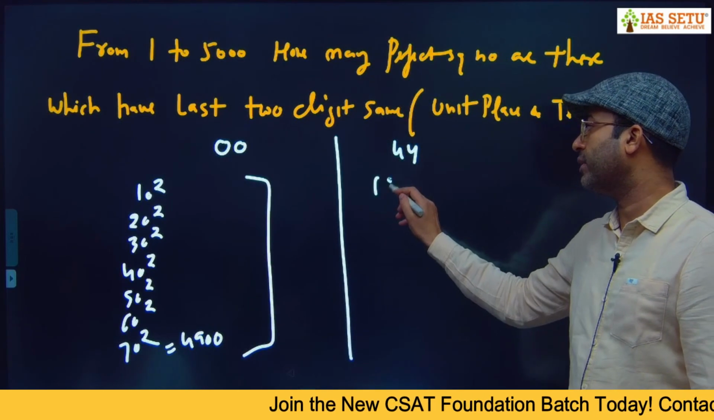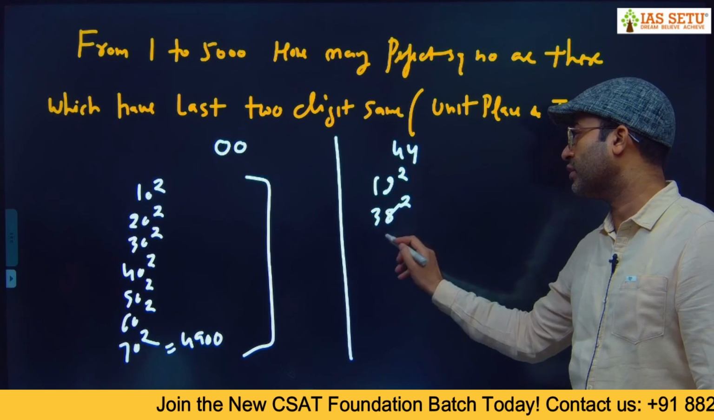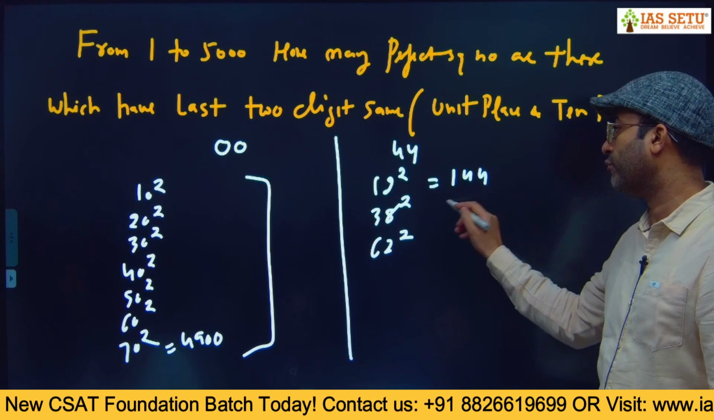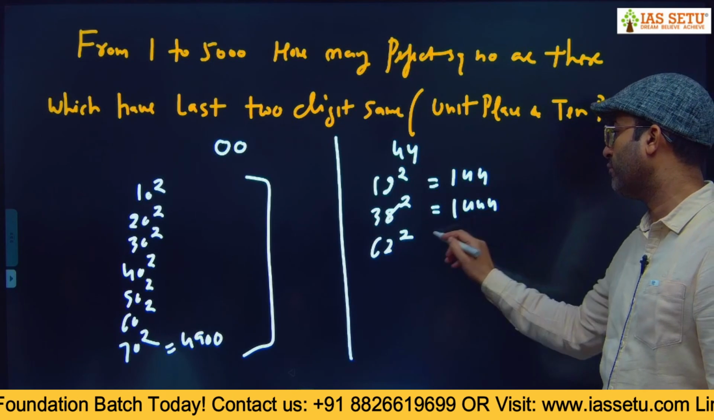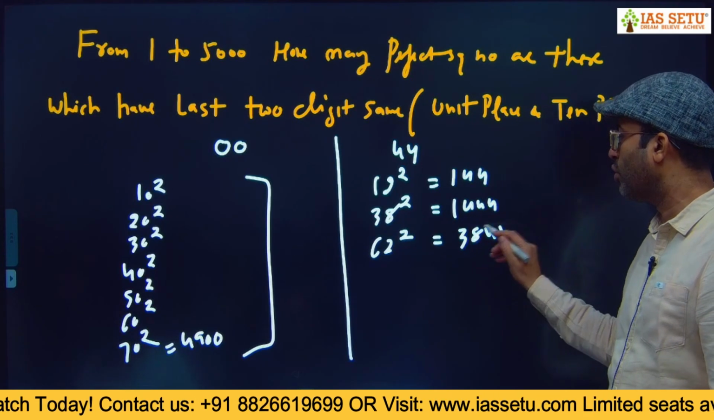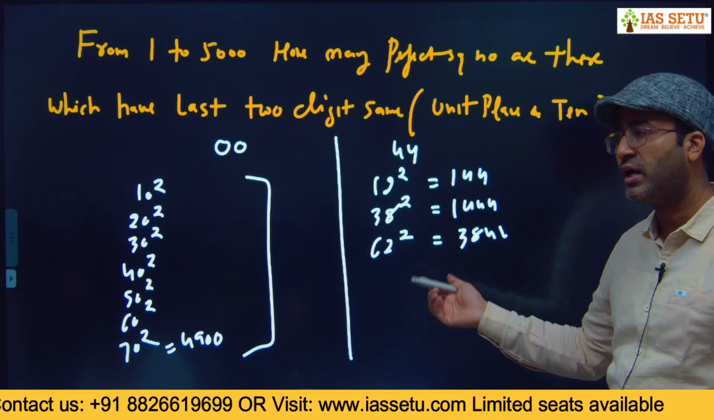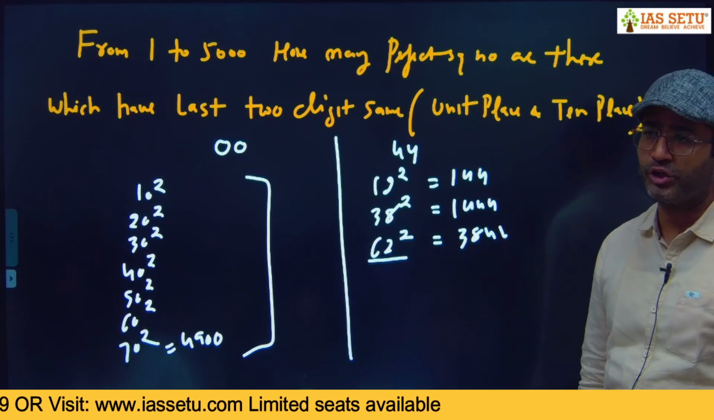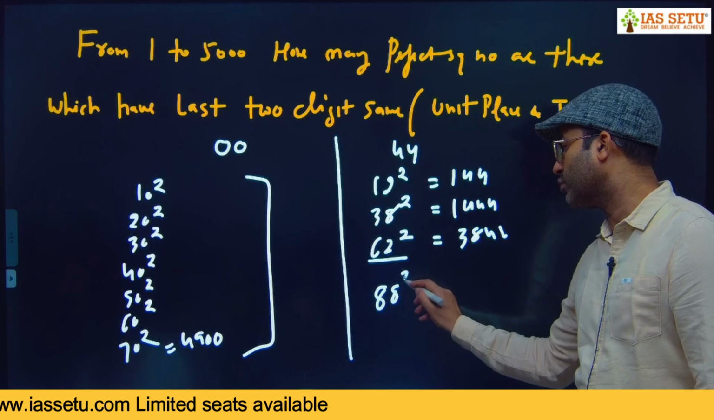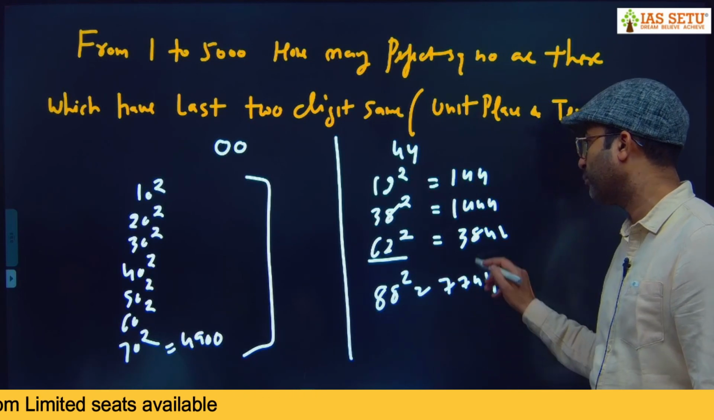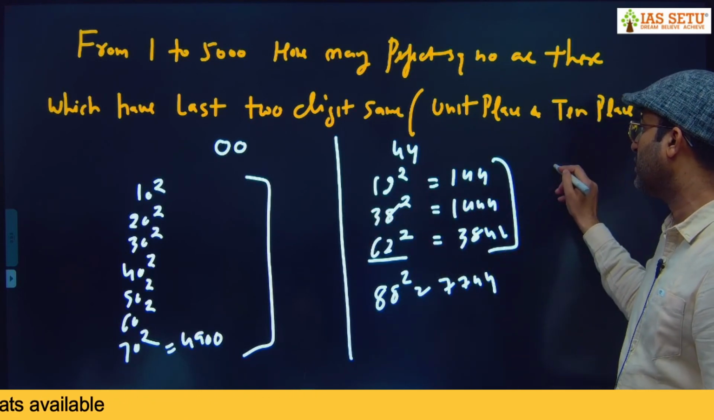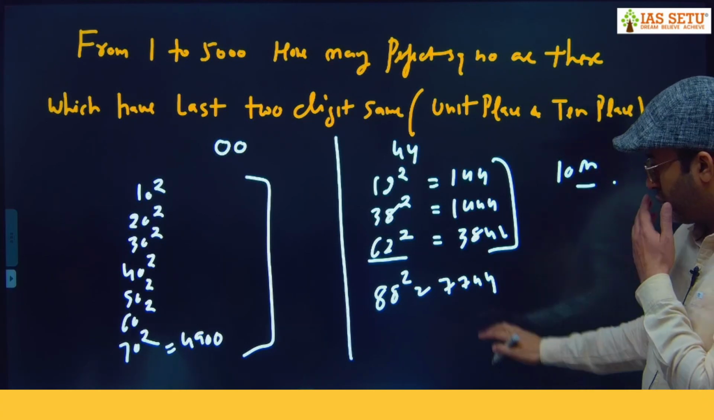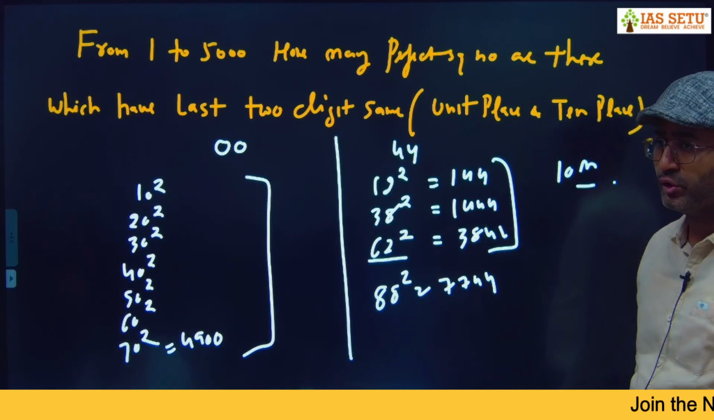In the 44 category, 12 square, 38 square, 62 square will help. Because 12 square is 144, 38 square is 1444. For 62 square, if you don't know, you check 70 square. It is smaller than 70, and 70 square is 4900, so 62 square has to be less than 4900. Whereas 88 square is 7744. So your answer is 7 plus 3, 10. You write one more thing. Then I ask you one more question.